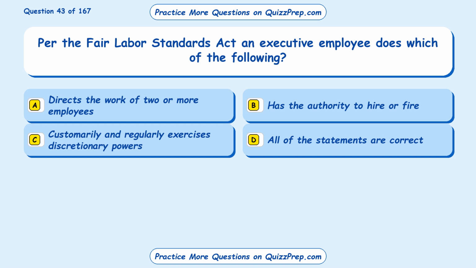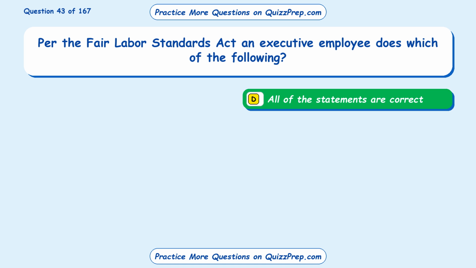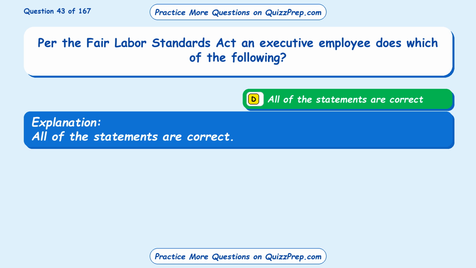Question 43. Per the Fair Labor Standards Act, an executive employee does which of the following? Option A, directs the work of 2 or more employees. Option B, has the authority to hire or fire. Option C, customarily and regularly exercises discretionary powers. Option D, all of the statements are correct. The correct answer is option D, all of the statements are correct.